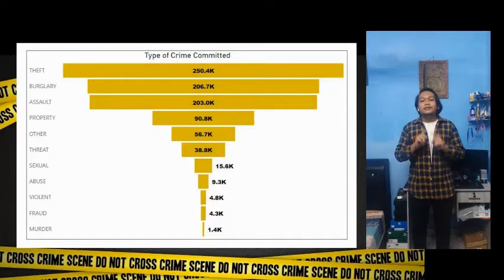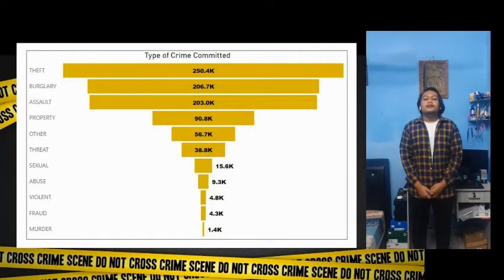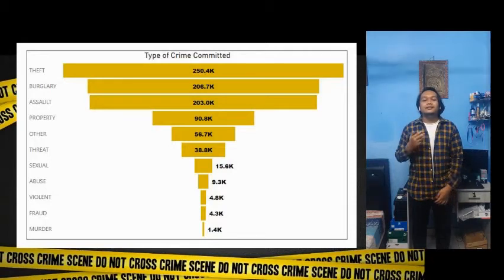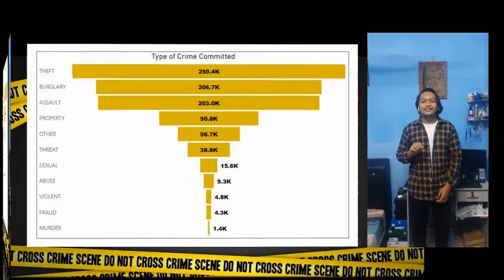There are 11 types of crime. Among them are theft, assault, threat, sexual, and abuse. The theft type has the highest number of crime cases with 250.4k. Crimes like stolen vehicle, child stealing, and pickpocket are considered as theft, while murder has the lowest number of crime cases with only 1.43k cases reported.